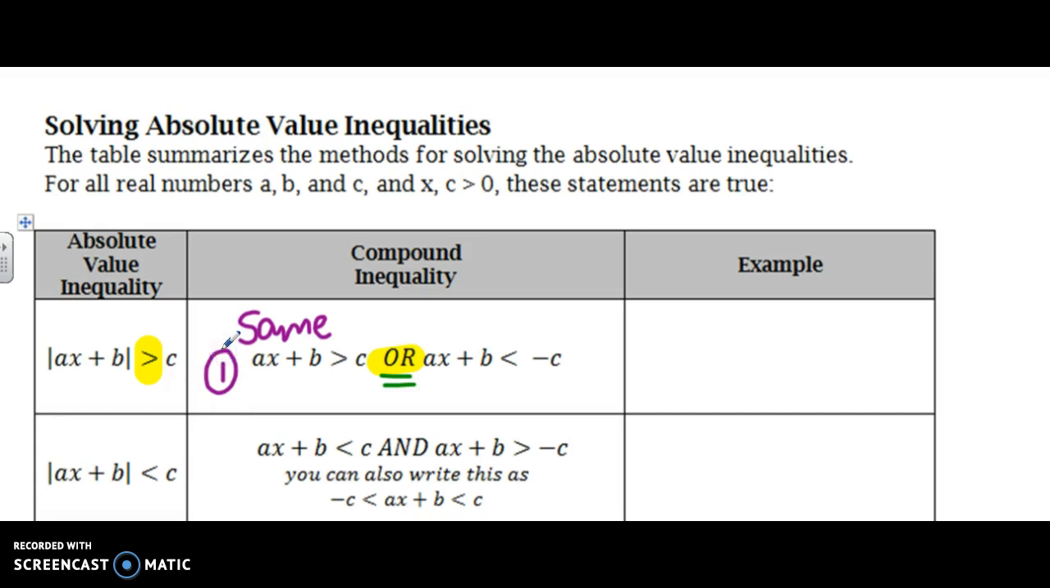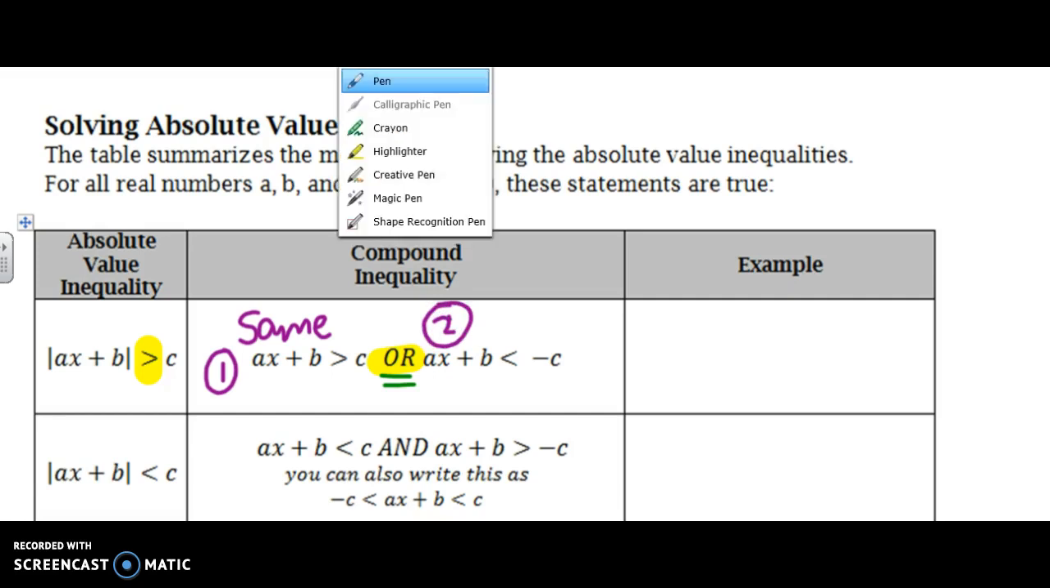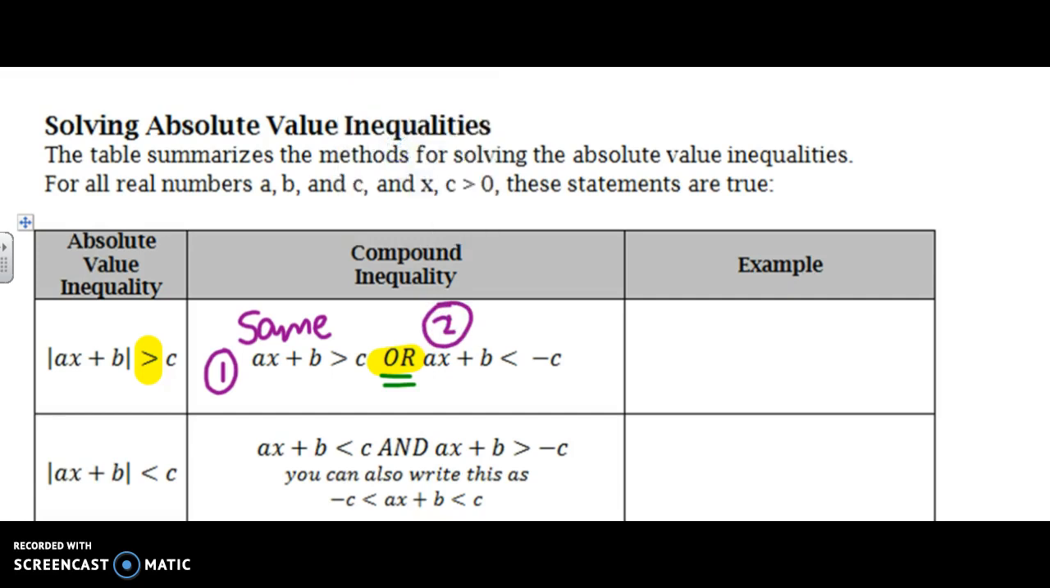The first problem is exactly the same. Then there's the second problem. And if you pay attention to it, the difference between it and the first is that it has the sign change on the symbol and on the number that's on the opposite side. So for instance, if I had the example absolute value of 3x plus 1 is greater than 5.